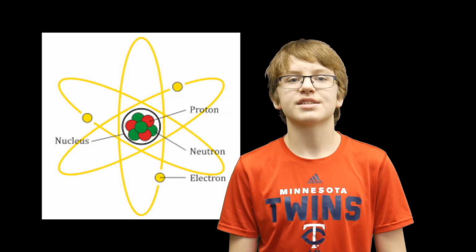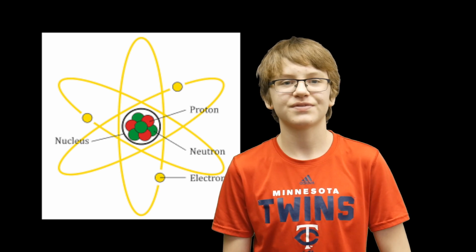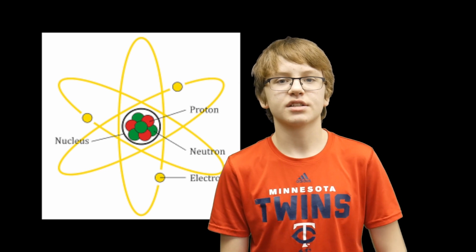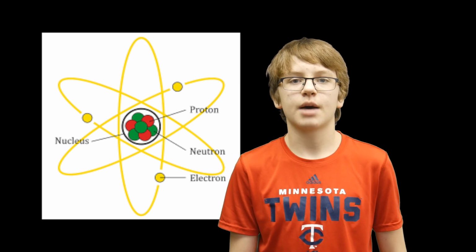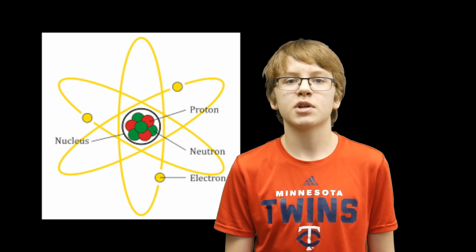A neutron has the same mass as a proton, but without an electric charge. The nucleus, the middle part of an atom, has the same number of protons as the atomic number. If there are 6 neutrons in the nucleus, it will be called carbon-12.